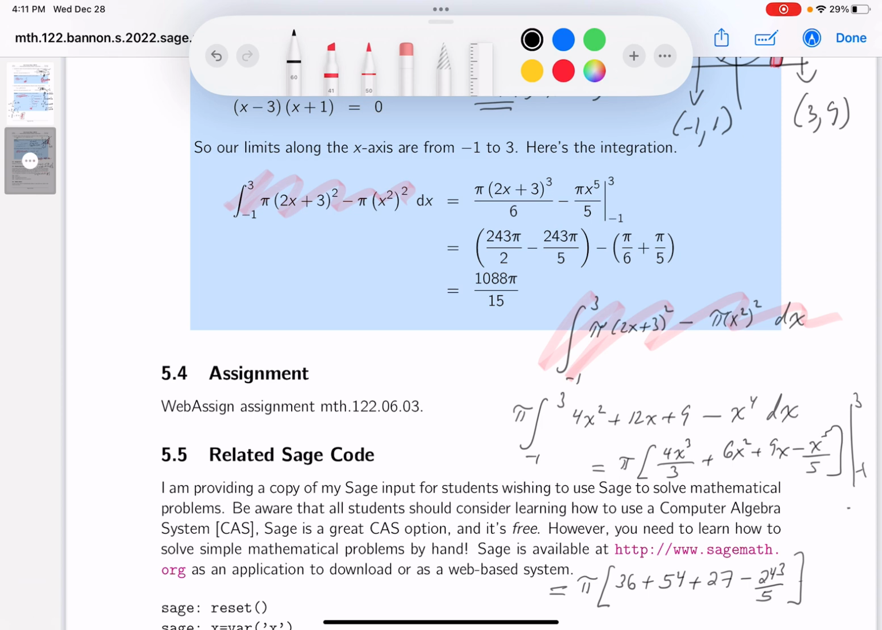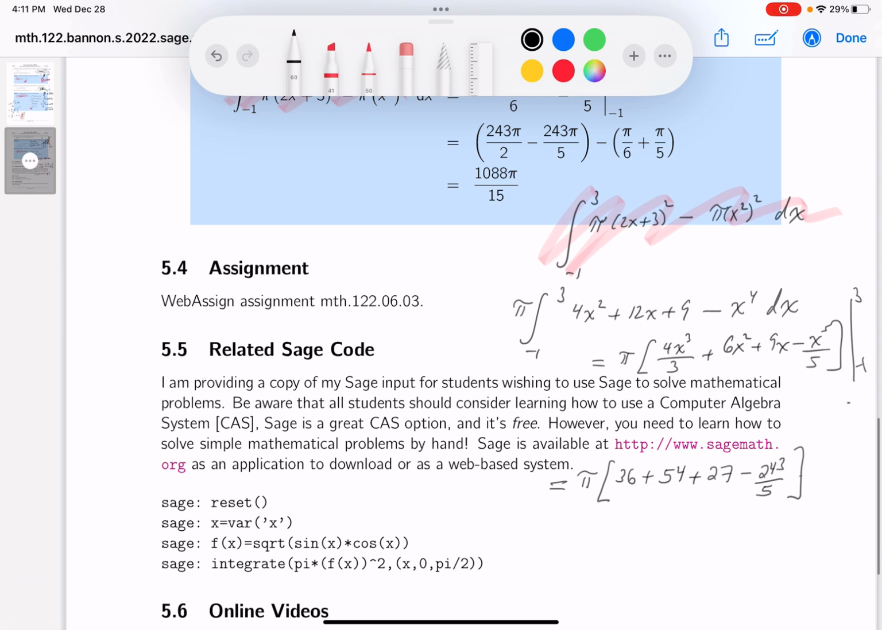And now I got to do the minus 1. So minus the lower limit. And what do you get there? Minus 4/3 plus 6 minus 9. And then you're going to get plus 1/5.